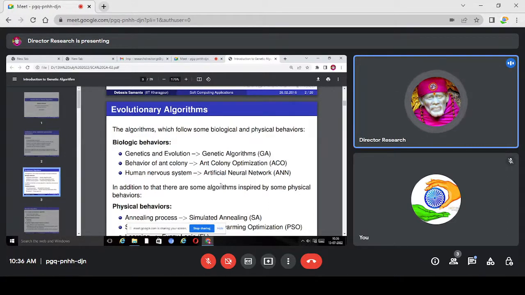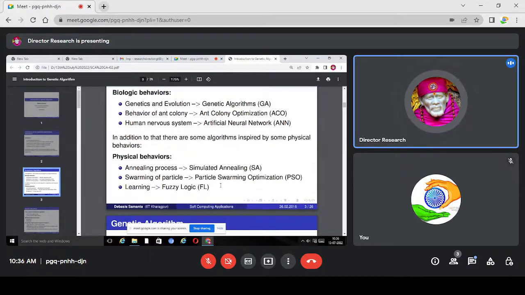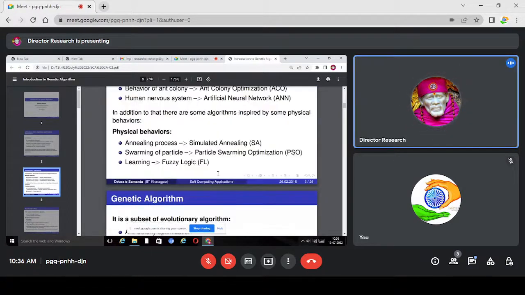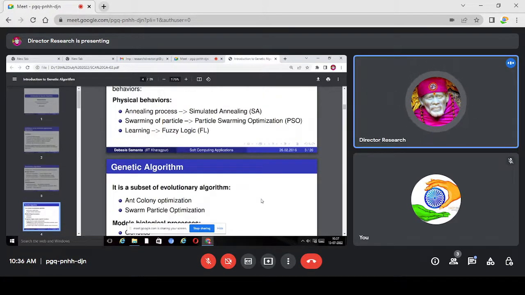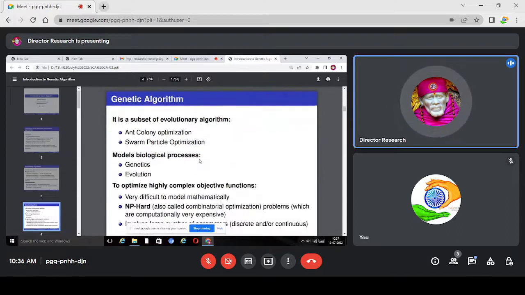Behavior of ant colony optimization. Human nervous system, artificial neural network. In addition, there are some algorithms inspired by physical behaviors: the annealing process, simulated annealing, swarming of particles, particle swarm optimization, learning, fuzzy logic. The genetic algorithm is a subset of evolutionary algorithms.